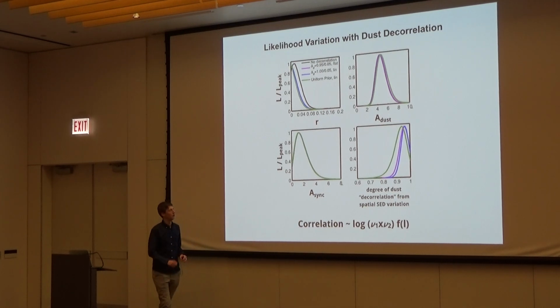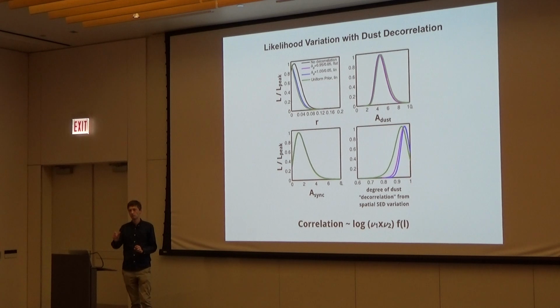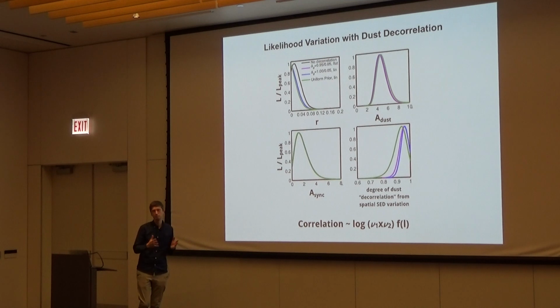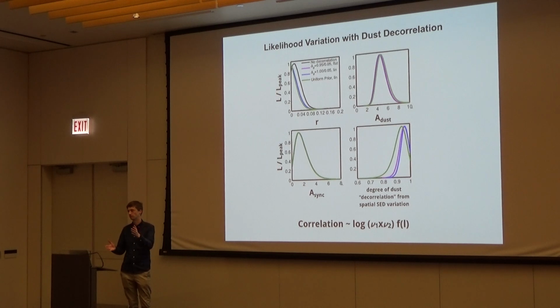So we're trying to do the smallest incremental complexity in our analysis, the smallest increase in complexity, and yet including this effect. So essentially what we did was we added this one parameter shown at the bottom right that says basically how much the signal is decorrelated. And in this case, it's normalized to the decorrelation between 217 gigahertz and 353 gigahertz, because that's what Planck did.